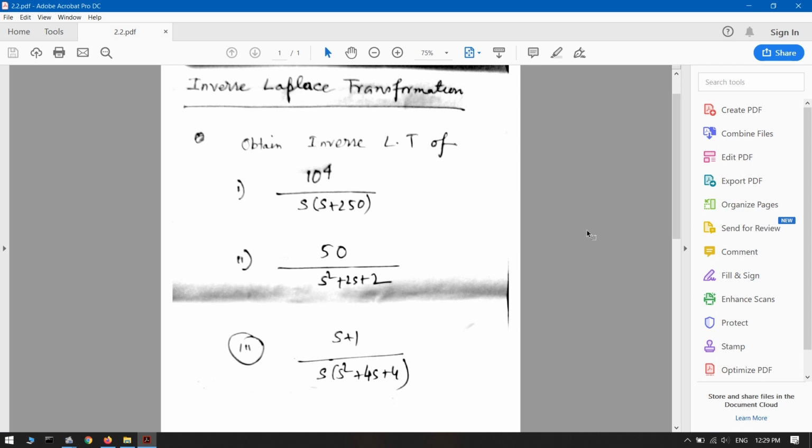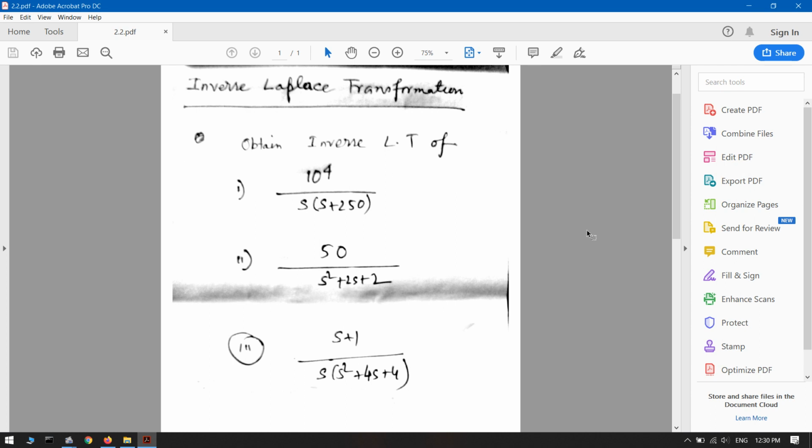It is simply, in the time domain, 50 into e to the power minus t sin t. Yes, that you can also do. There is no harm. That sinusoidal function, ultimately the answer will be the same, because 50 by (s plus 1) whole square plus 1 square, your method also results in the same answer.